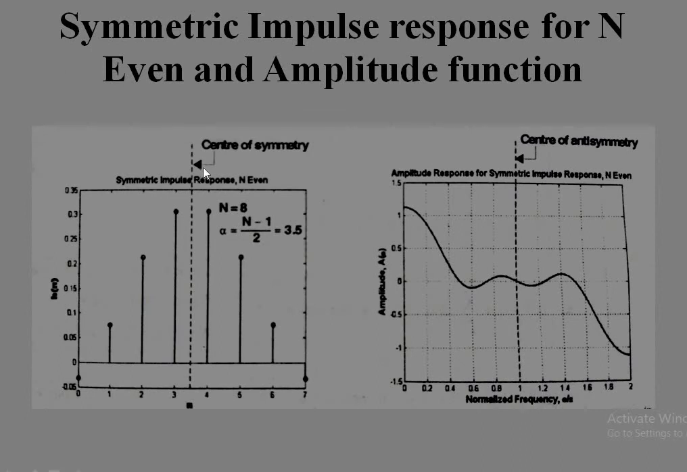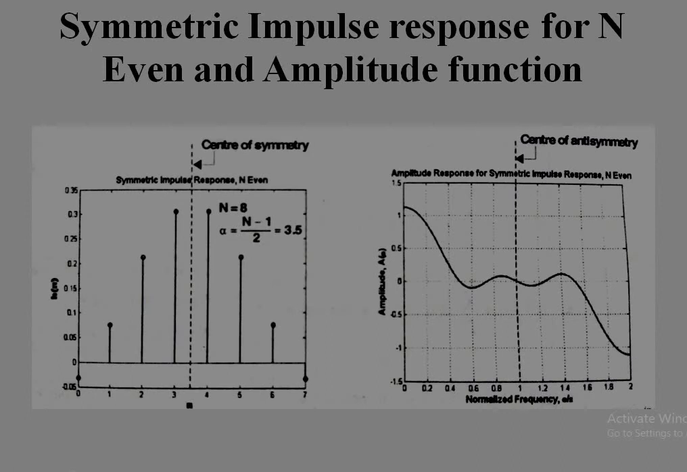As I said, it is symmetric once again, but here it is symmetric with respect to the center of symmetry at (N minus 1) by 2, which is equal to 3.5. Since this particular center of symmetry is not included in the samples of the impulse response, we directly express it from 0 to (N minus 1) by 2 plus (N minus 1) by 2 to N minus 1. This represents the symmetric impulse response with N even, and for such impulse responses, generally the magnitude response will be something like this.